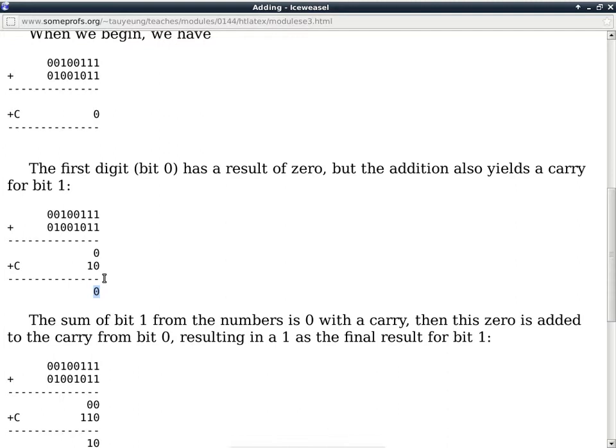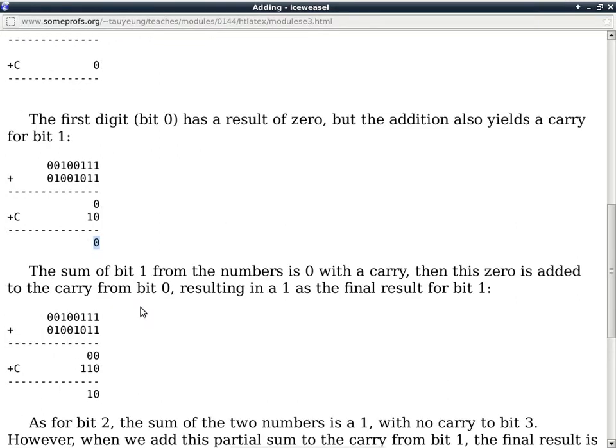Okay. So I'm just going to do one more column, and then you can read the rest of this slide. After we handle the first, or the least significant digit, we can now handle the second least significant digit, which is this one. 1 plus 1 is a 0 with a carry. And then we have to handle the other part, which is the partial sum and the carry from the less significant digit. So we have 0 and 1. 0 plus 1 is 1.